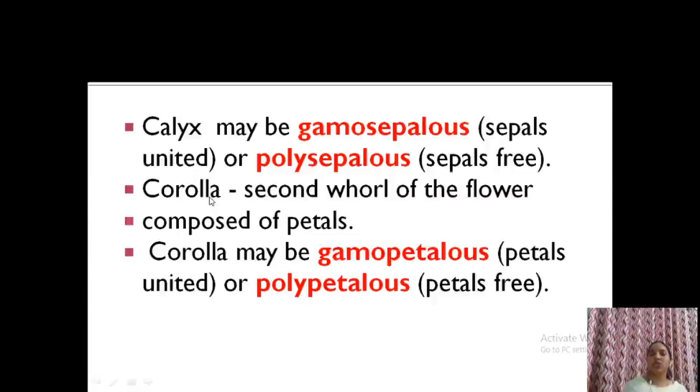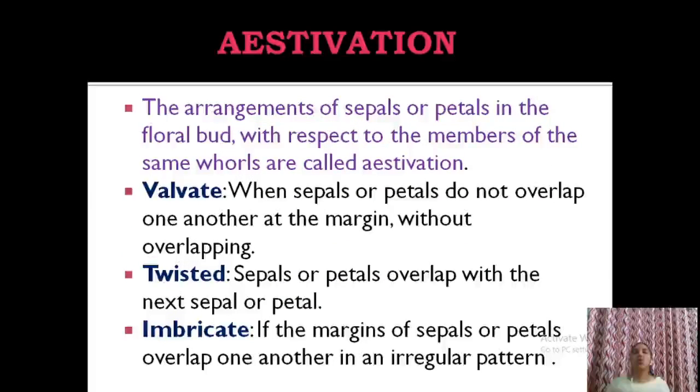Okay. In the case of corolla also the same condition applies. The unit of corolla is the petal. So when petals are free, you can call it polypetalous. When petals are united, you can call it gamopetalous. Okay. I hope you understand the part. Gamo means united, poly means free. So gamosepalous, polysepalous, gamopetalous and polypetalous. Clear?